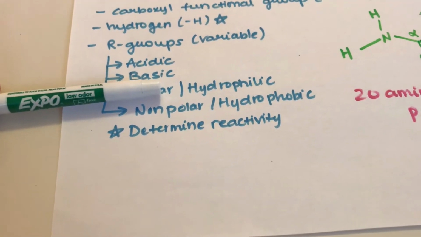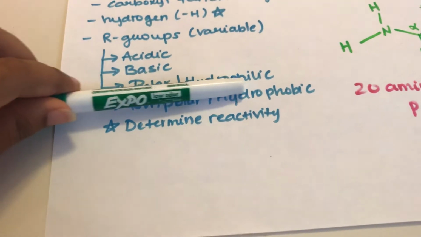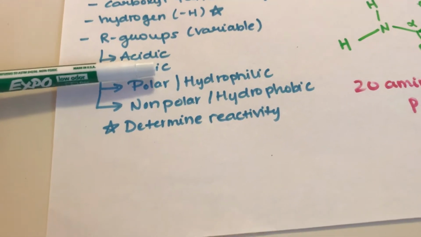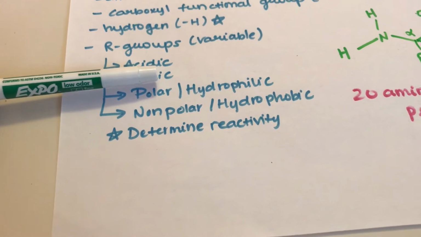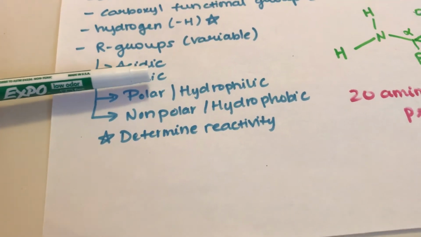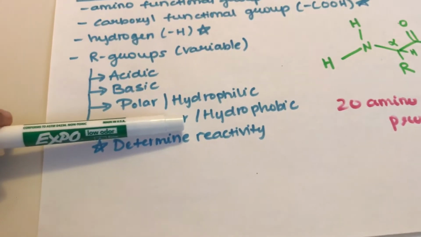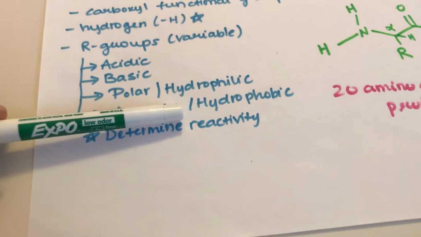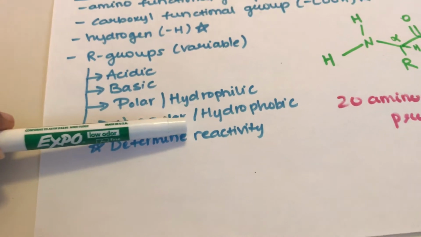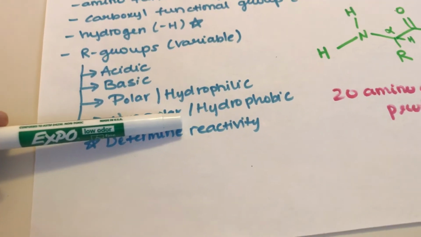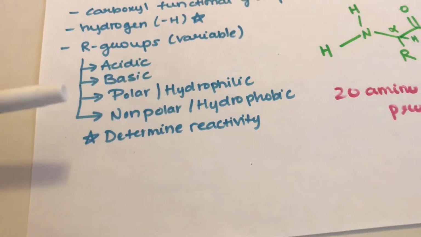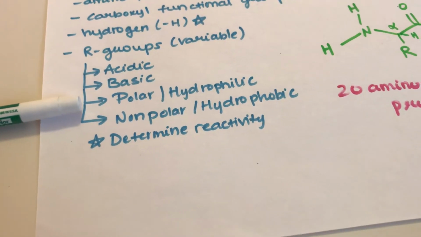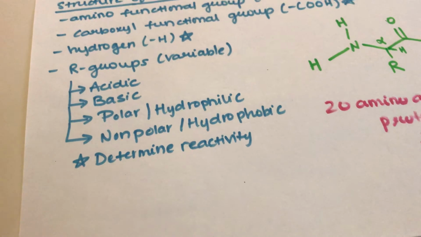Hydrophilic amino acids are water loving. The word philic means loving, so you'll mostly find them in areas where there's a lot of water available. Hydrophobic, on the other hand, are water fearing, so you'll find them mostly in areas where there isn't a lot of water available, like the interior of the cell membrane. And then the R group basically determines the type of reactions that an amino acid will undergo.